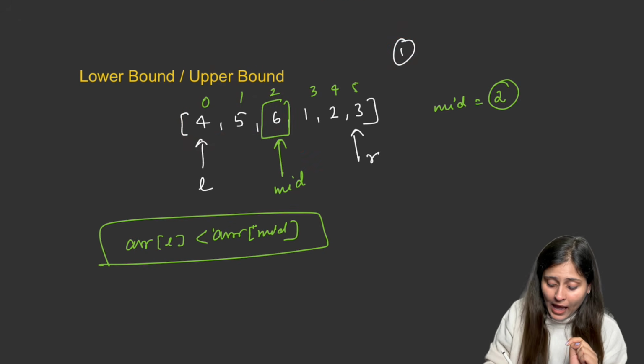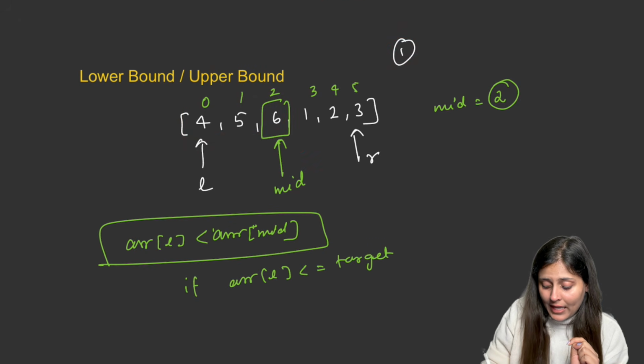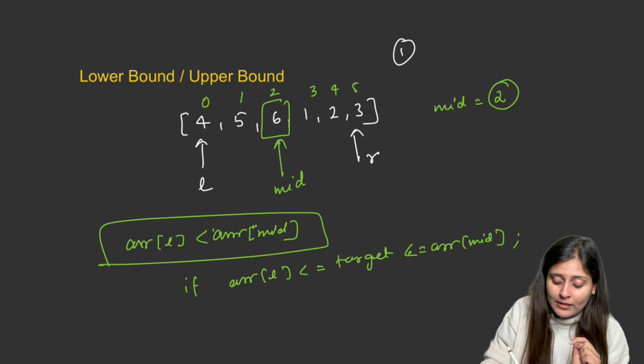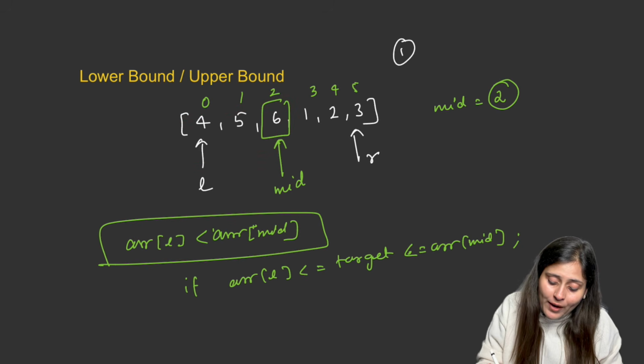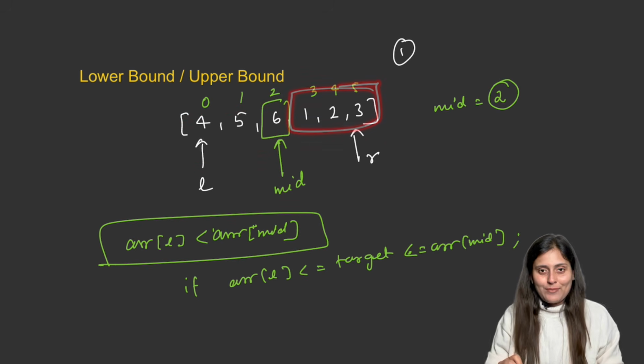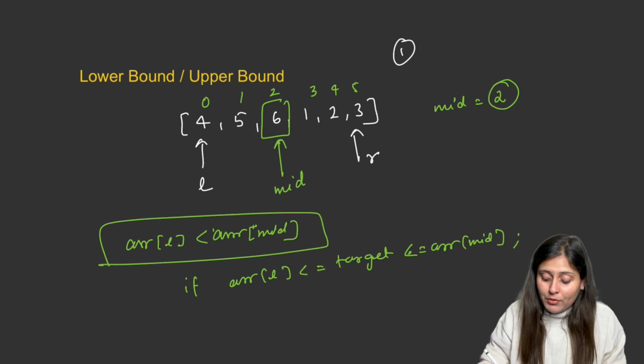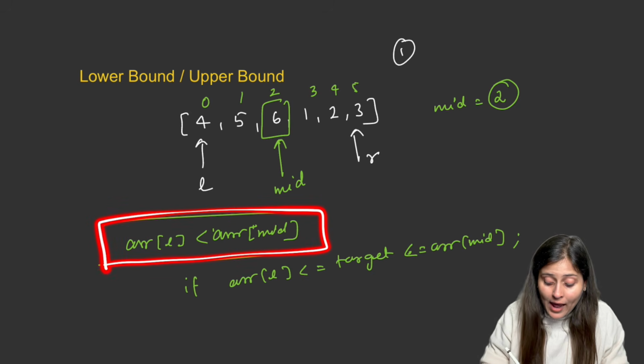So after this we will check if target lies between array of left and array of mid, then we will go and apply binary search in the left half. But in this case it is not true, so we will go and check in the right half of the sorted part. So the first thing is we will apply binary search, but only when we check where our mid lies.